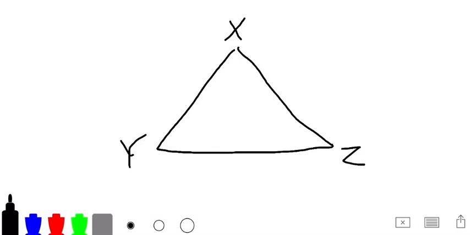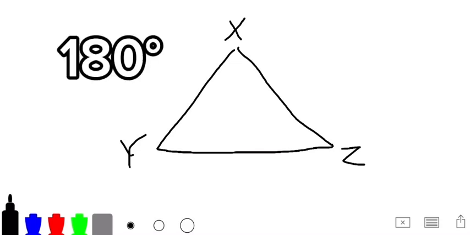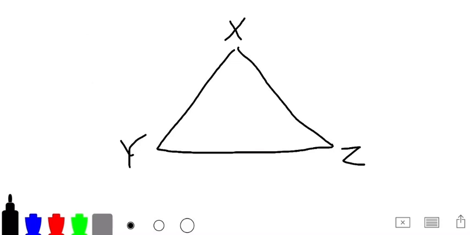This is a triangle. It has 3 sides and 3 angles, and the angles of this triangle and every other triangle add up to 180 degrees. To label the sides, you label each side with the lowercase letter of the opposite vertex.